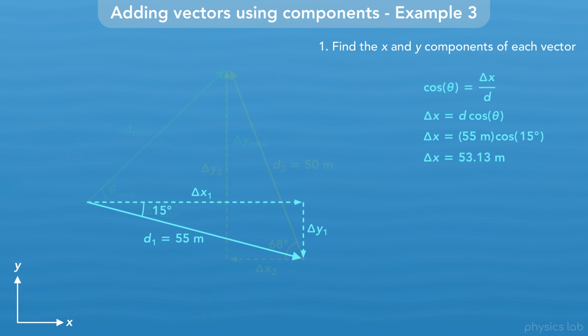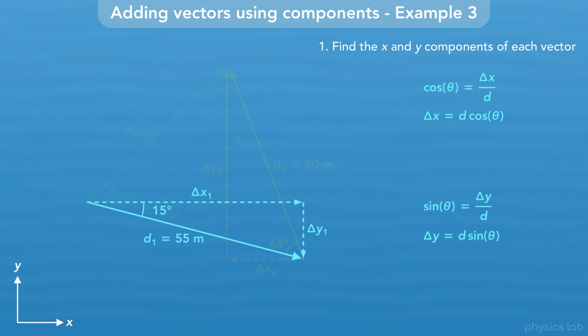Now we need to check if the component is positive or negative. Since it's pointing to the right in the positive x direction, delta x is positive 53.13 meters. The y component is 55 meters times the sine of 15 degrees, which is 14.24 meters. But we can see that the y component is pointing down in the negative y direction. So delta y is actually negative 14.24 meters.